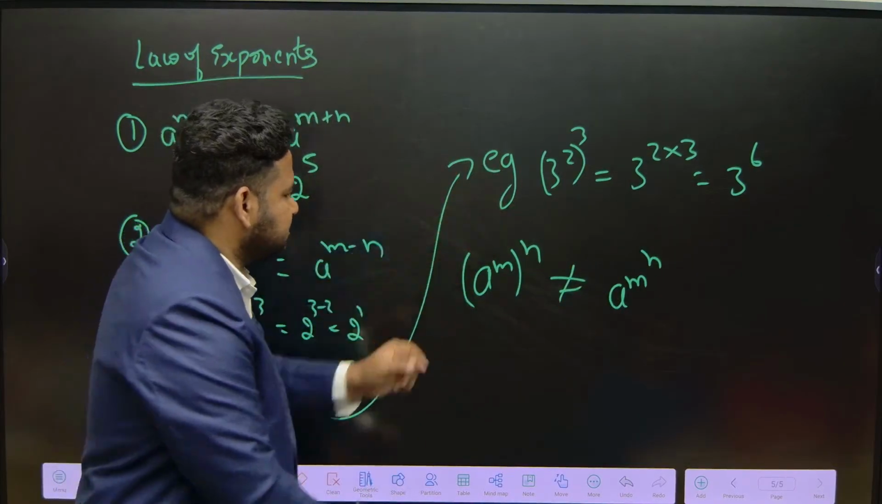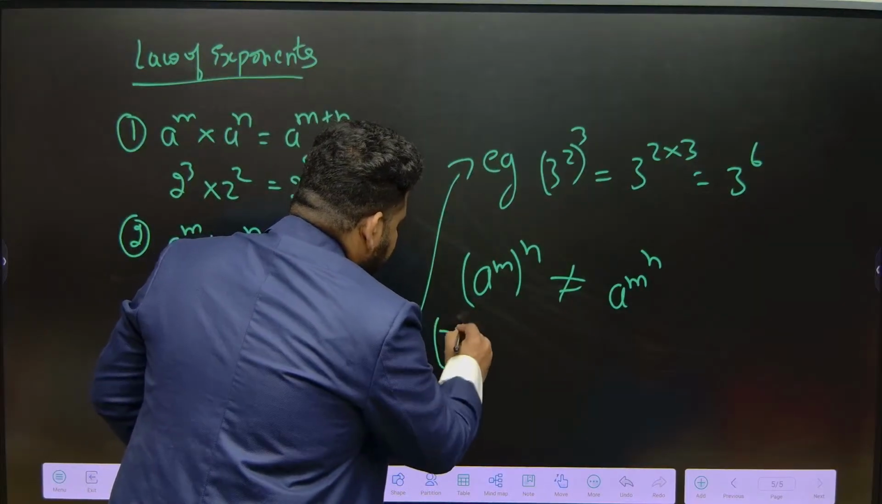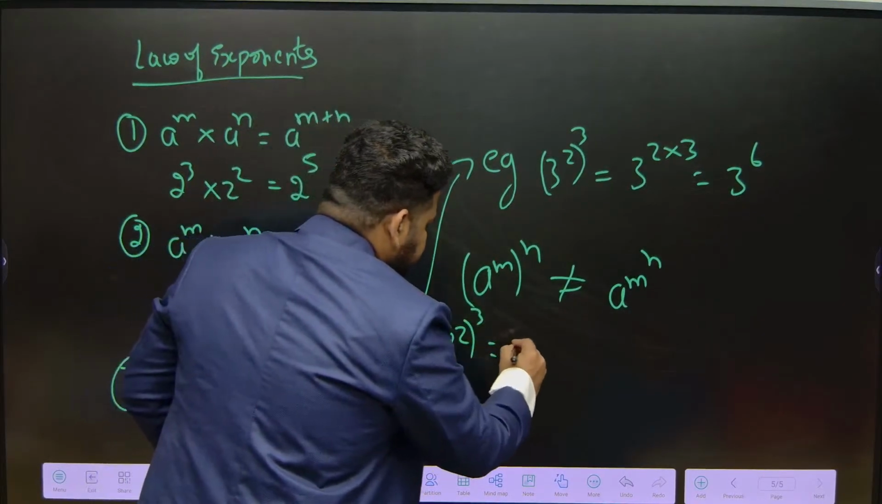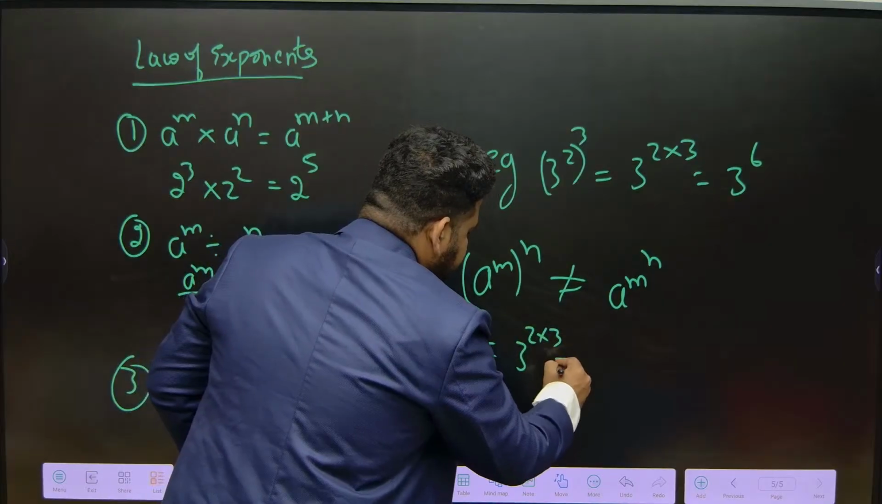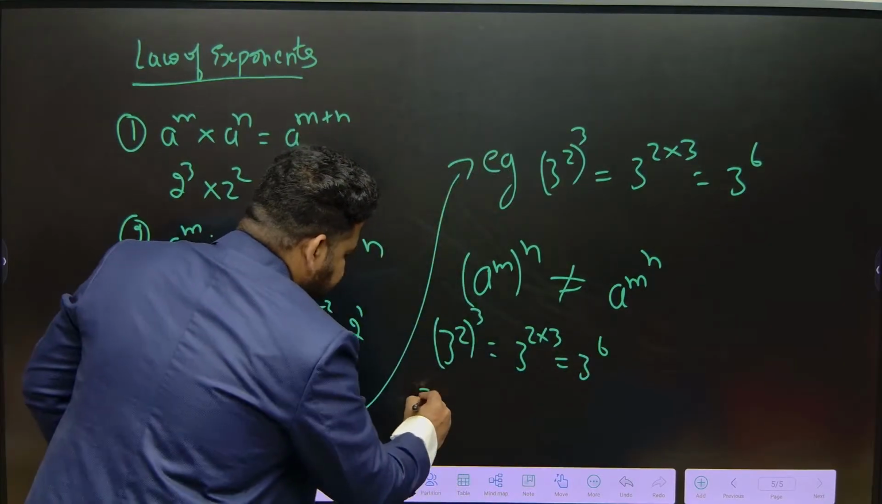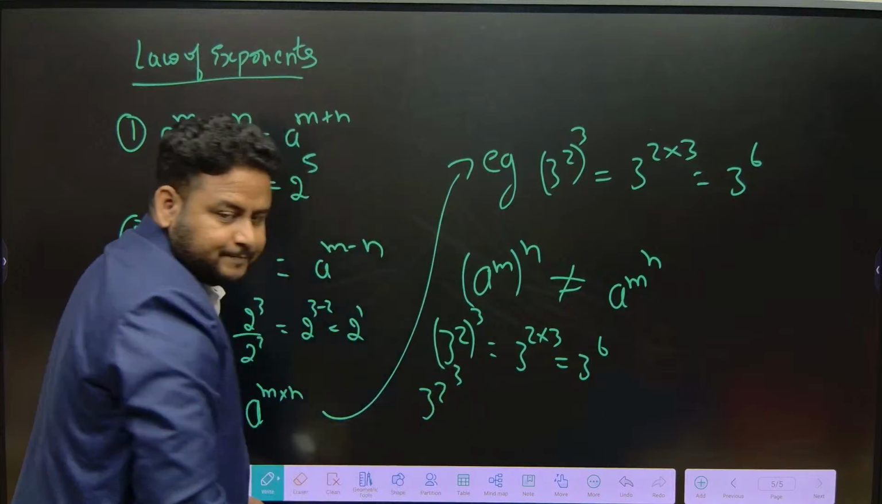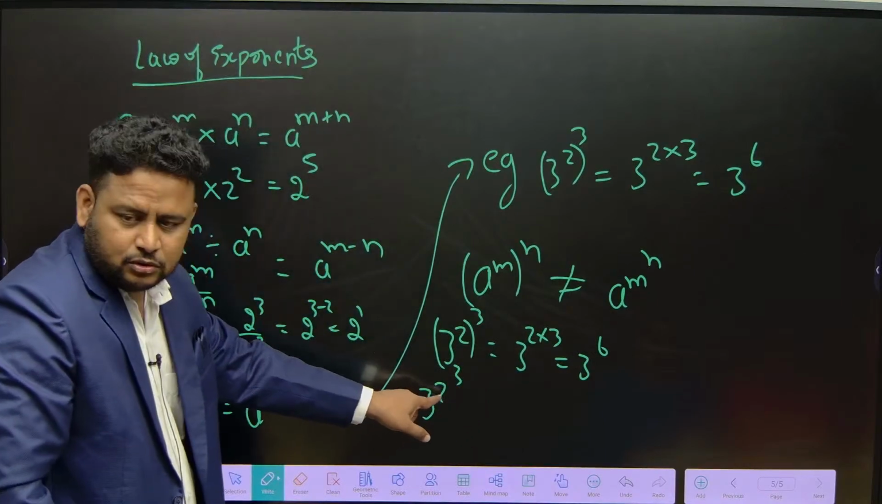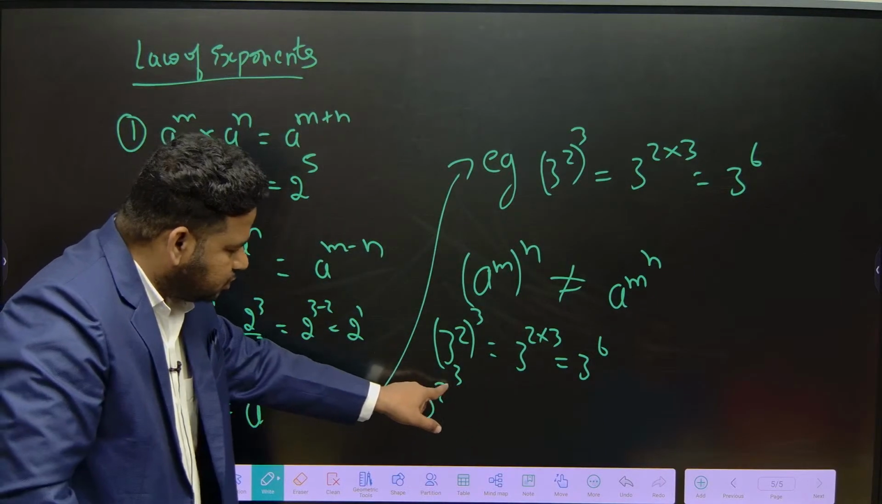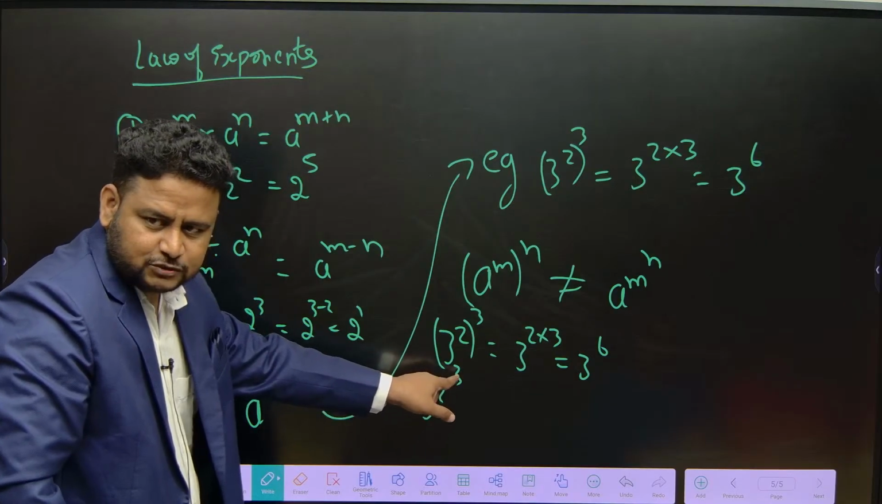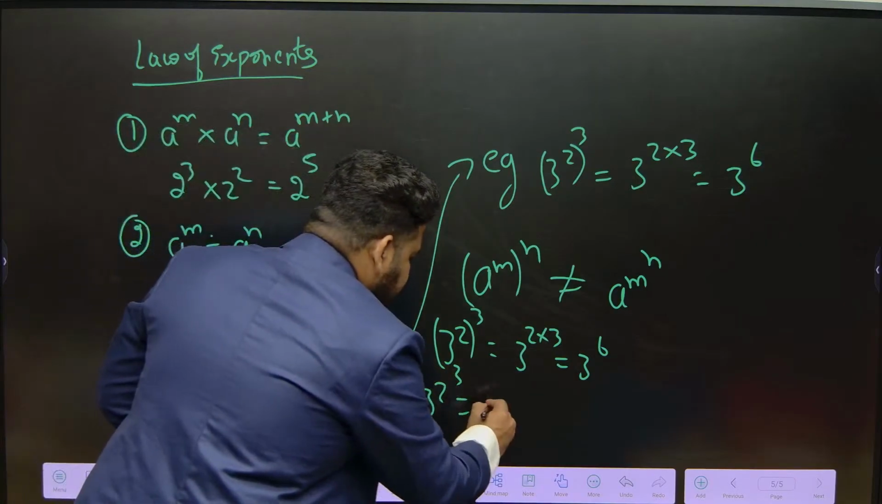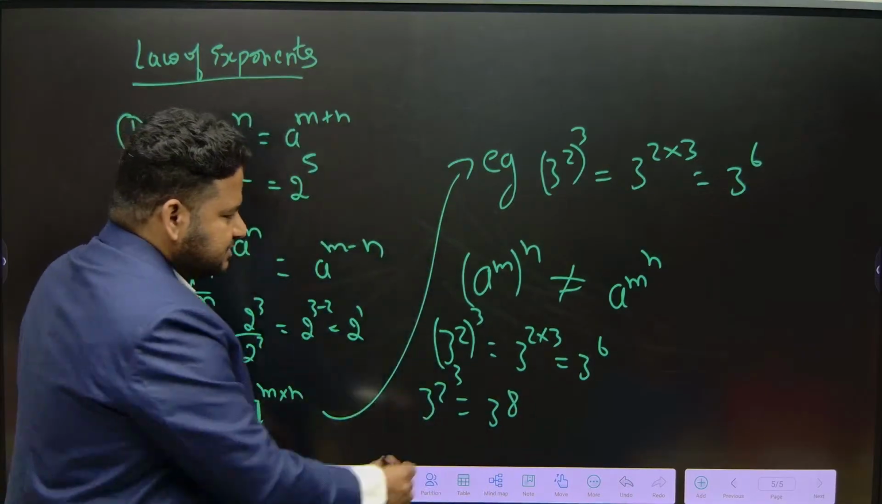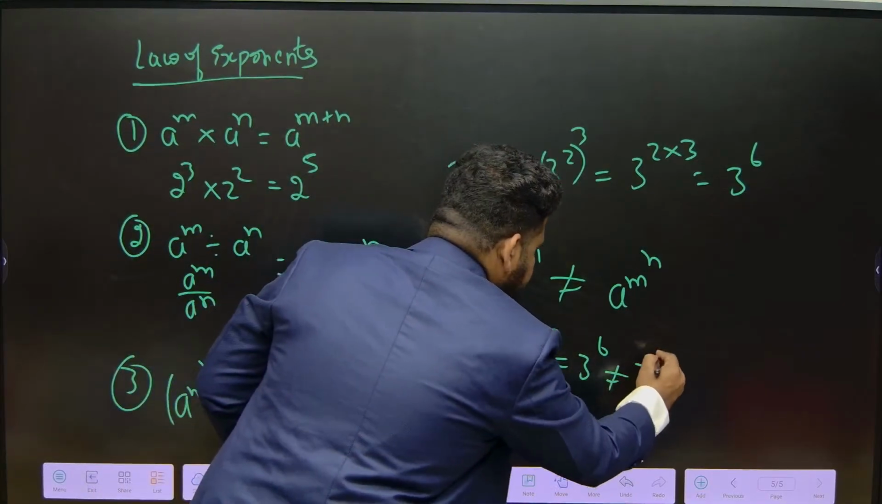Suppose I take the same example, (3^2)^3. What am I getting? 3 to the power of 2 into 3, which is 3 to the power of 6. Now suppose I write 3^(2^3). This means 2 cube, which is 8. So this value is 3 power 8. Is it the same as this? This is not equal to 3 power 8.